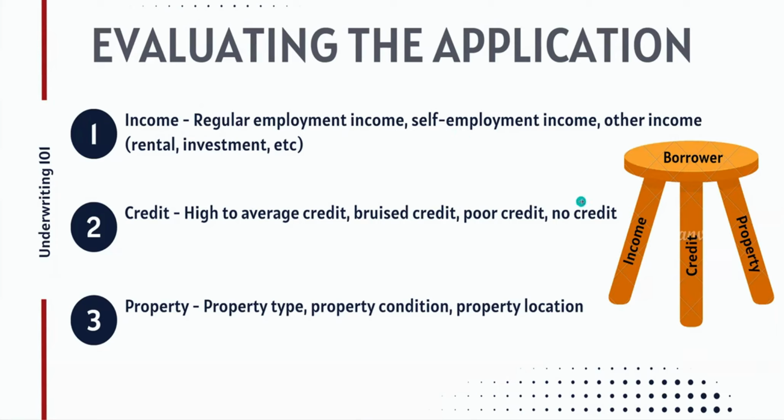Okay, back to evaluating the application. So the way that I showed this to you guys was looking at the borrower like a three-legged stool. If you have 3 solid legs, it's a stable application. If you have 2 solid legs, maybe a little bit less stable, so you need to go to a B lender. And if you have 3 legs that aren't great, then you're probably going to end up going private.